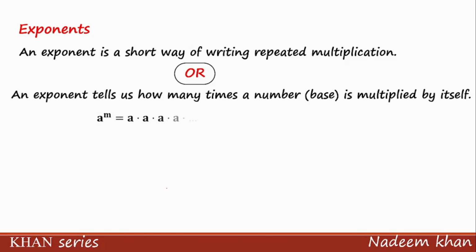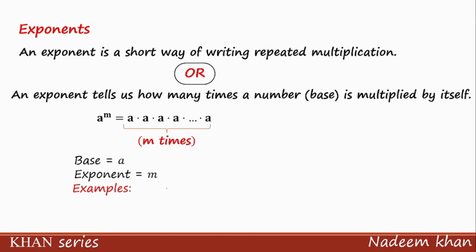When we say a to the power m, a to the power m means a is multiplied by itself m times. यहाँ पर a base है and m exponent है. Examples: 2 to the power 4. यहाँ पर 2 base है, 4 exponent है. 2 to the power 4 means 2 is multiplied by itself 4 times, which is 16. 2 to the power 5 means 2 is multiplied by itself 5 times, which is 32.